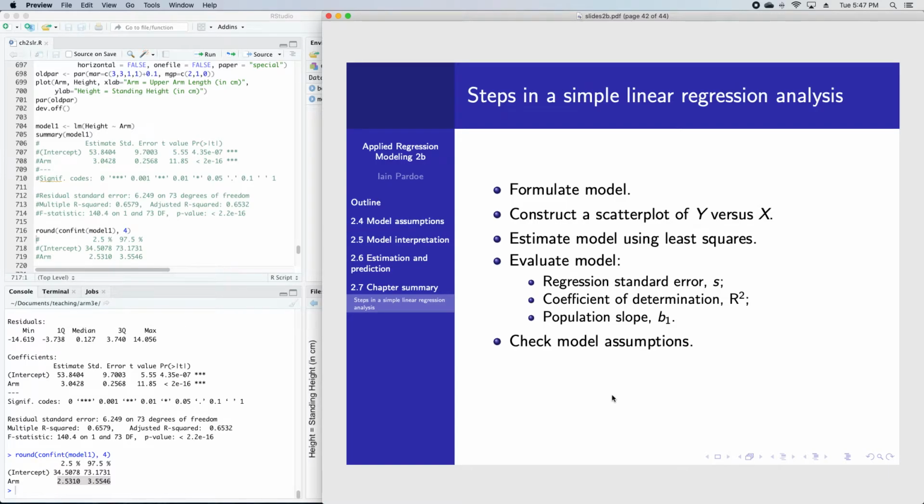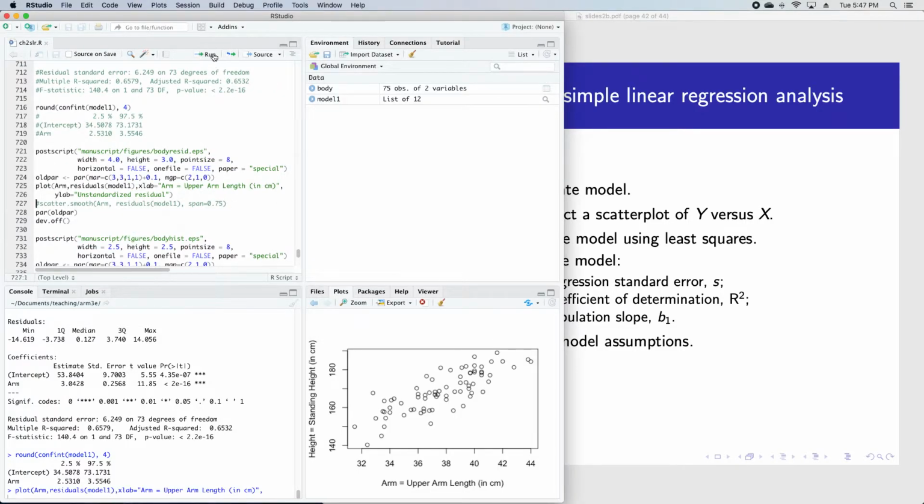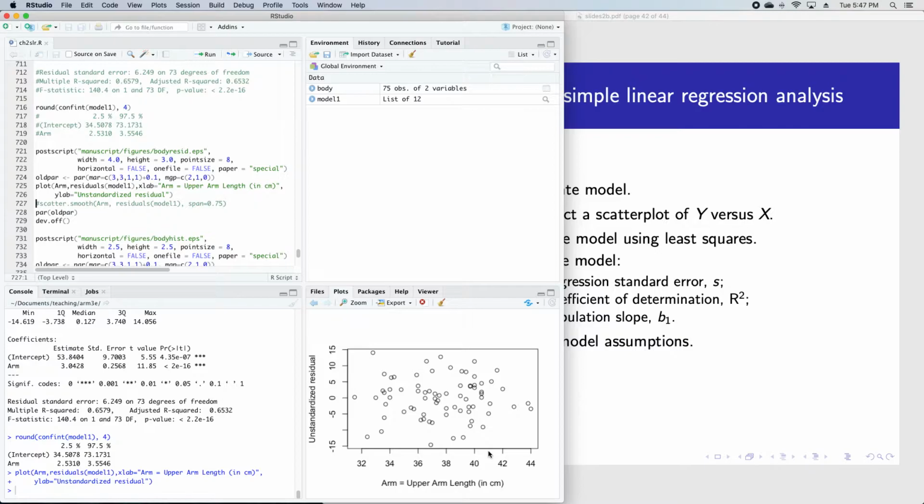Next, checking the model assumptions. So I can do that with a residual plot. So remember, as I scan the plot from left to right, I'm thinking of what is the average residual? Is that staying close to 0? And I would say it is. I'm thinking about the variance. Is the variance staying roughly constant as I move across the plot? And I would say it is. Are there any strange patterns that might indicate lack of independence? No, I don't think so.